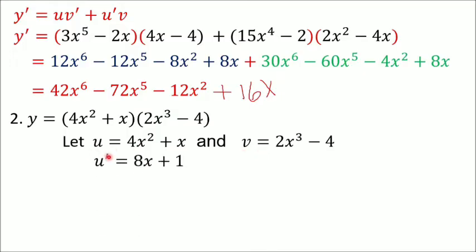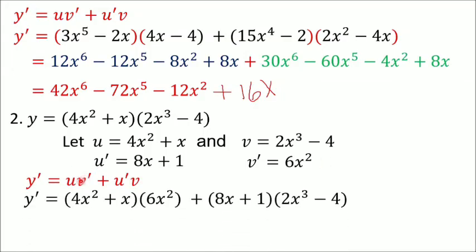U prime, ito na yung derivative niya, 8x dahil 2 times 4 is 8x, then minus 1 sa exponent, kaya 1 na lang. Plus, derivative ng x ay 1. And then, ganun din, kunin natin ang derivative nitong v, v prime, kaya magiging 2 times 3, that's 6, x squared dahil 3 minus 1 is 2. Derivative ng 4, 0, kaya no need to include 0.